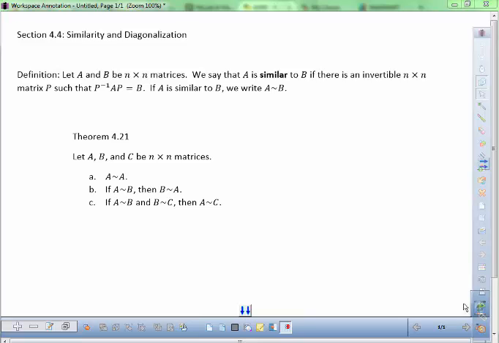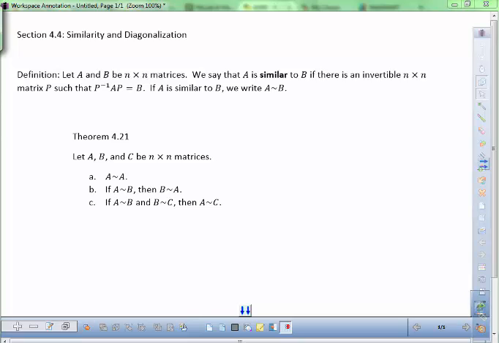After we get through the diagonalization process, which involves the eigenvalues and eigenvectors, we can take a look at how you can have a matrix similar to another matrix that looks like a diagonal. Okay, I'll start with the definition of similar. A matrix A is similar to B if there's an invertible n by n matrix P such that the inverse of that matrix times A times P, the actual matrix P, is equal to B.